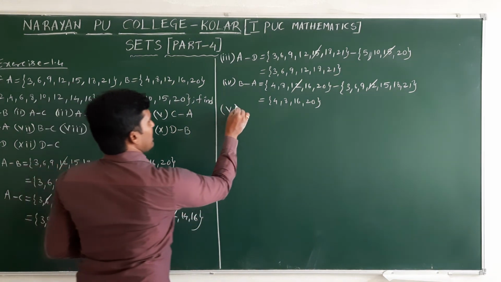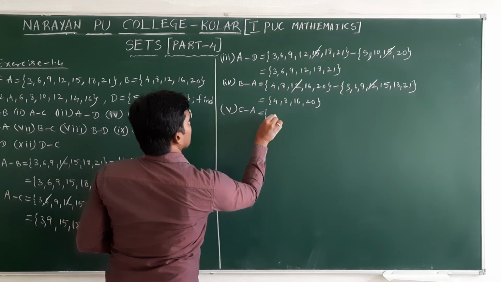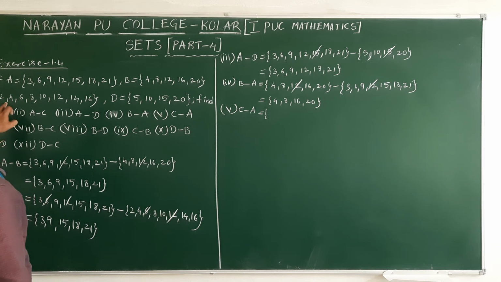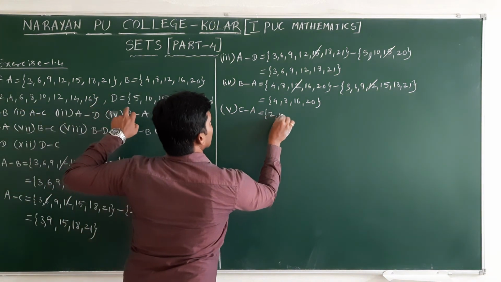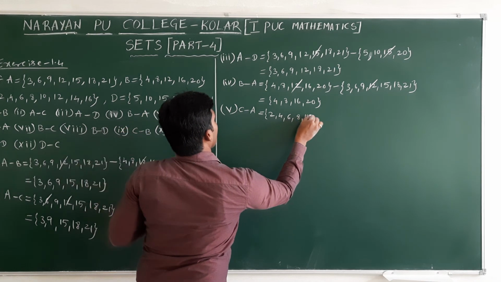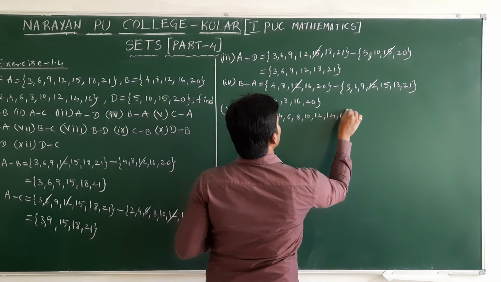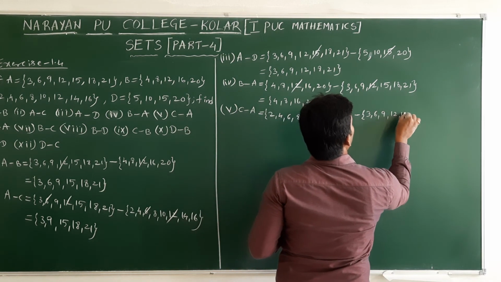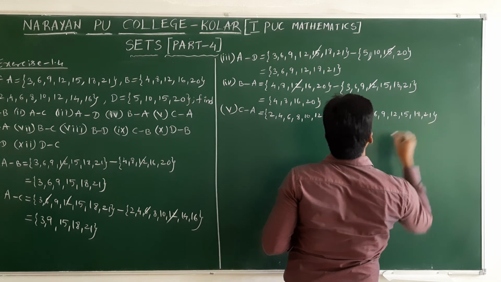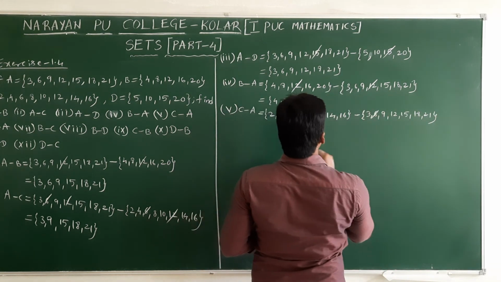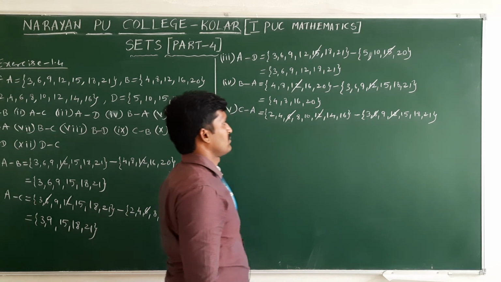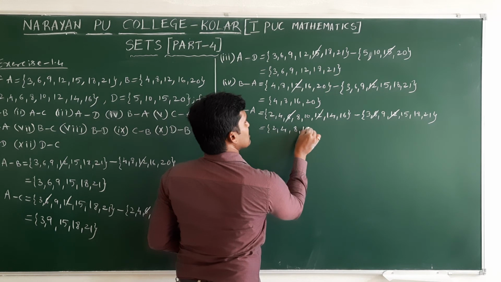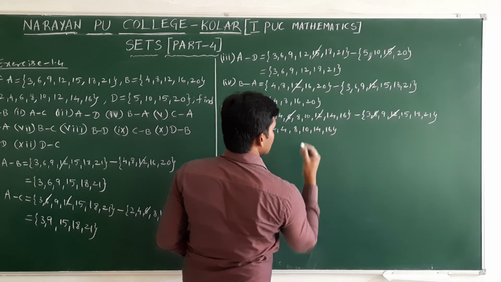Fifth question, C minus A. C minus A means the same, notation wise. C and A: C is 2, 4, 6, 8, 10, 12, 14, 16 minus A, which is 3, 6, 9, 12, 15, 18, 21. Yes, 6 is cancelled, and 12. Now the remaining elements from this C set are 2, 4, 8, 10, 14, 16.